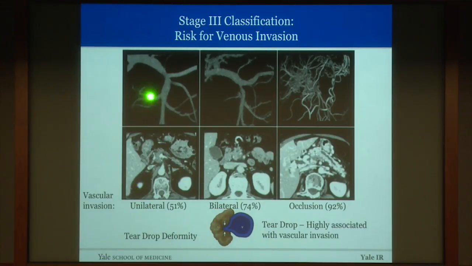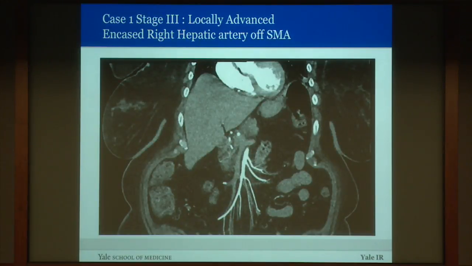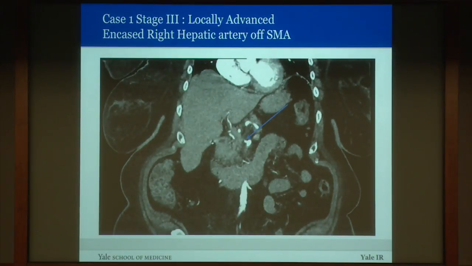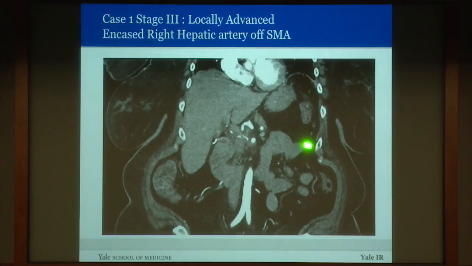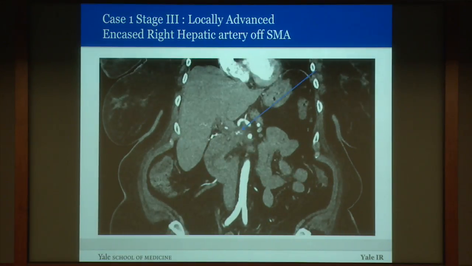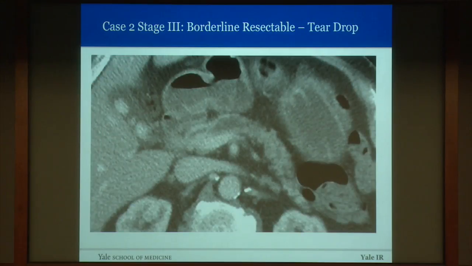You can see that unilateral involvement has less of a risk of vessel invasion than complete occlusion. Here's a case showing a replaced right hepatic artery off of the SMA right there, and you can see that this vessel right here is very irregular. So that's complete encasement of a replaced right hepatic artery, and that was locally advanced. There was no metastatic disease, but it was unable to be reconstructed, so they were unable to perform surgery.